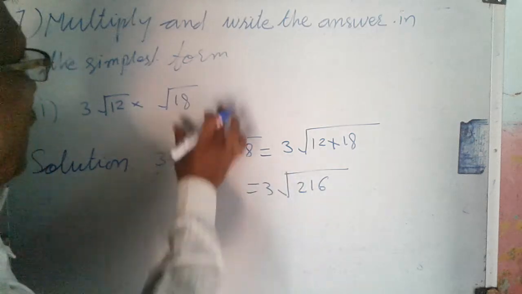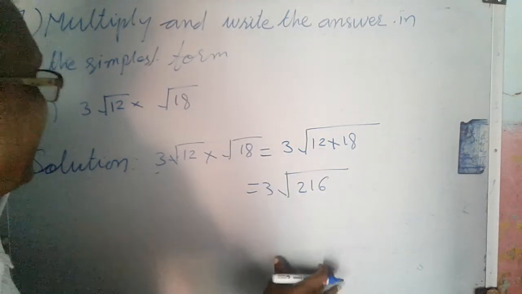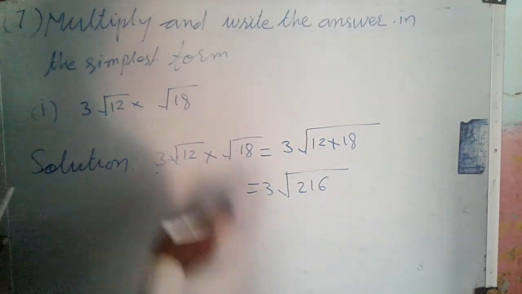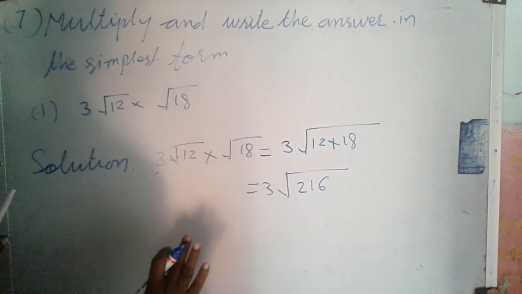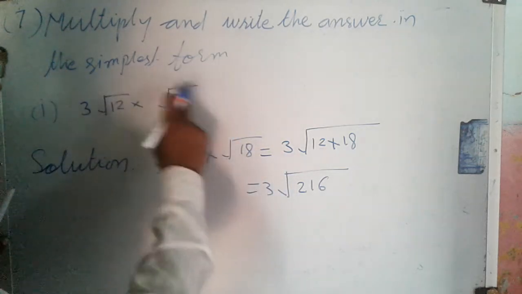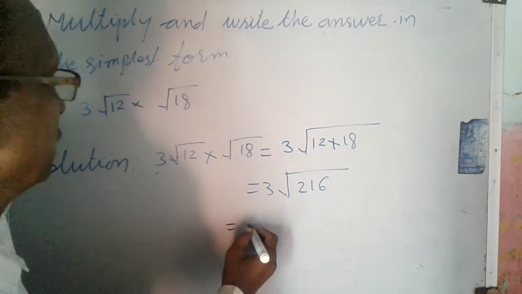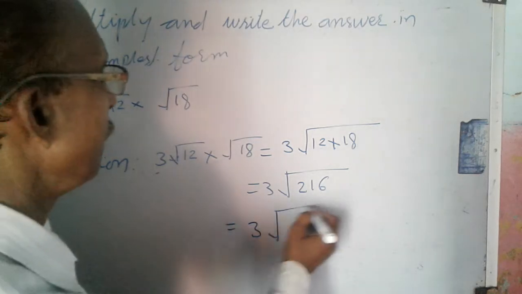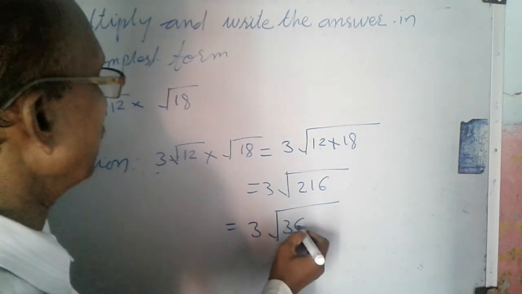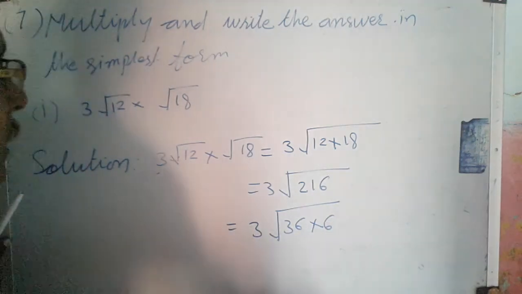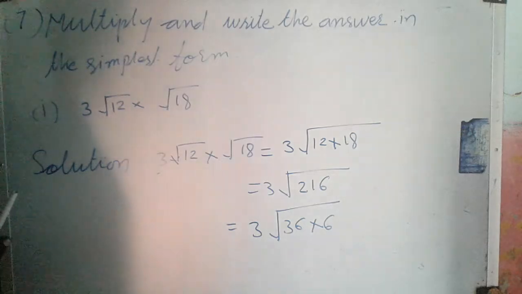And now this is the multiplication of surds. Now we will simplify this. We have to multiply and then we have to simplify. We have to write in the simplest form. So find the factors of 216. That is 36 into 6. 36 into 6 is equal to 216.